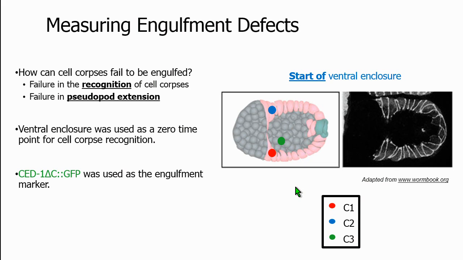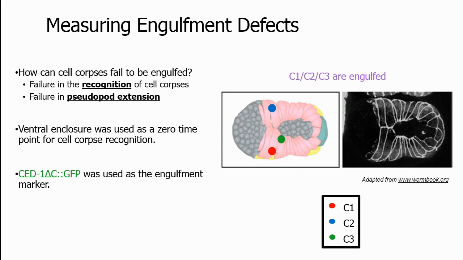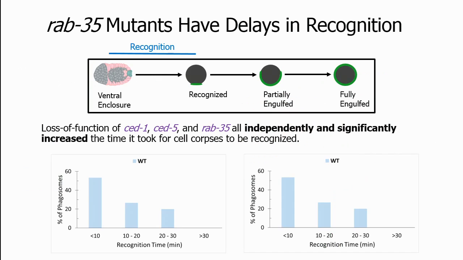We use the same engulfment marker as before, SED1 delta C, so we can measure engulfment. Shortly after ventral enclosure, C1, C2, and C3 will be engulfed. We can measure that timing to determine if recognition is defective, and then we can track the pseudopods to see if pseudopod extension is defective. What we see is that RAB-35 mutants do have delays in recognition. Loss of function of SED1, SED5, and RAB-35, when we tested them, all independently and significantly increased the time it took for cell corpses to be recognized.